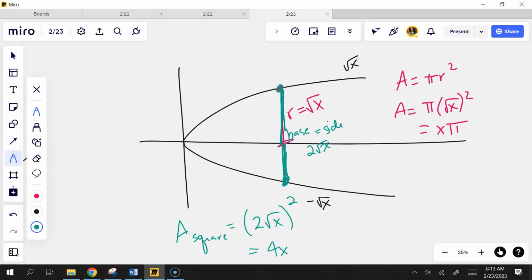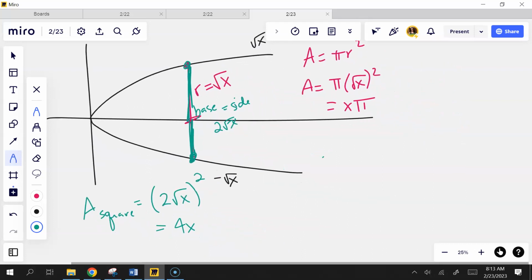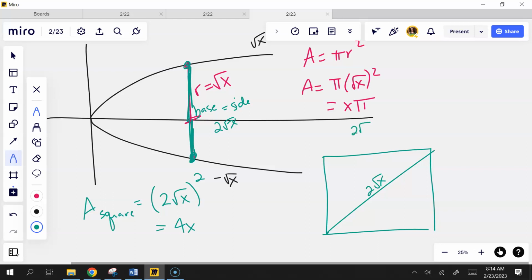Part C. The cross sections are squares with diagonals in the xy plane. So this time I've got this square, and here's where we get into our 45, 45, 90 triangles, right? This length is 2 times the square root of x. And I need the area of that square. So how do I get back to a leg of a 45, 45, 90 triangle from the hypotenuse? Y'all can do this. Divide by square root of 2. That's exactly right. So this side is this divided by square root of 2.